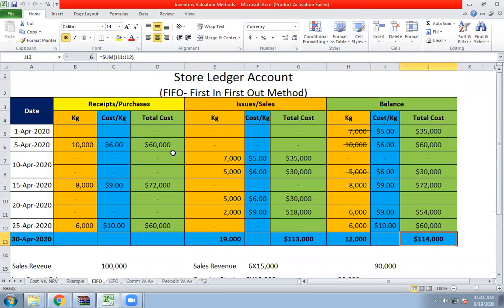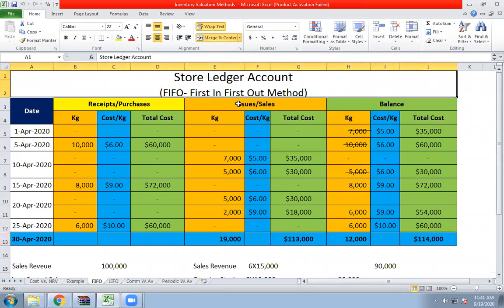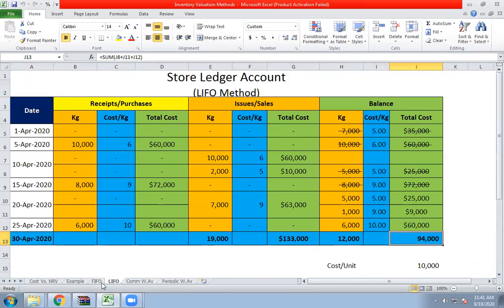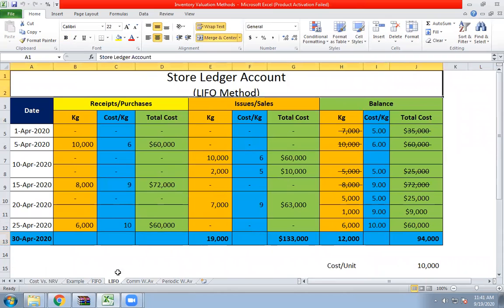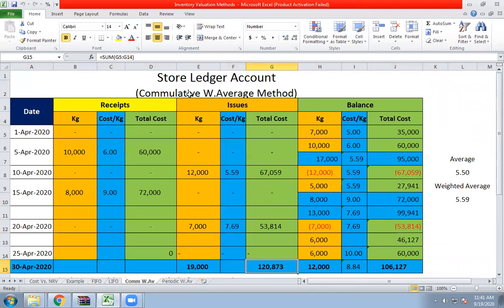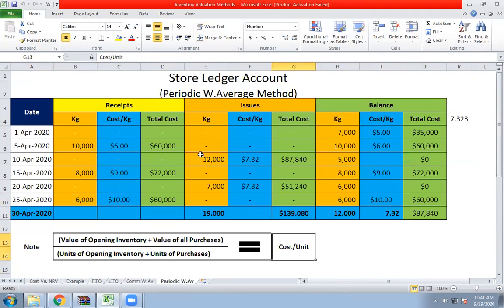First is FIFO. FIFO stands for first in, first out. Second is LIFO, last in, first out. Third is the weighted average, and we have two weighted average methods. Number one is cumulative weighted average, and number two is periodic weighted average.